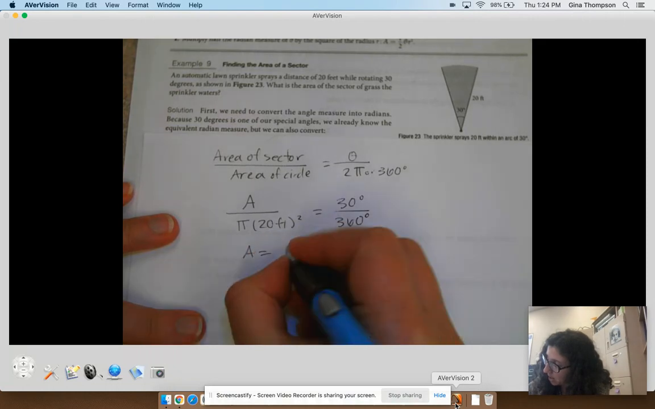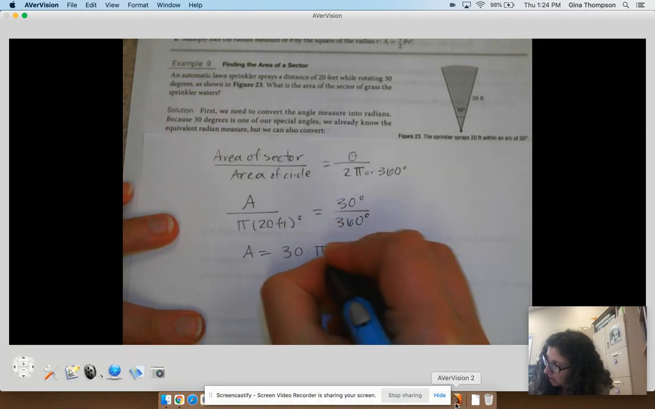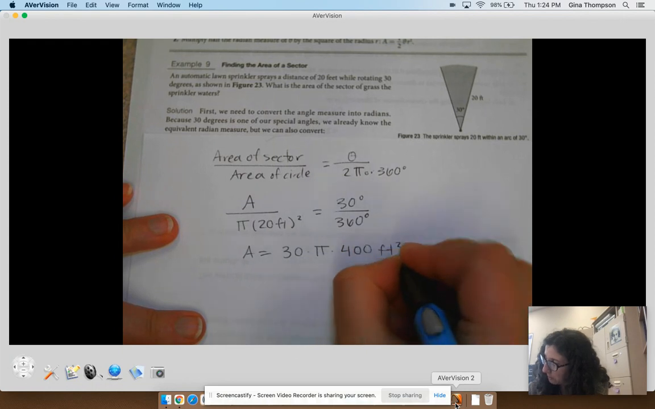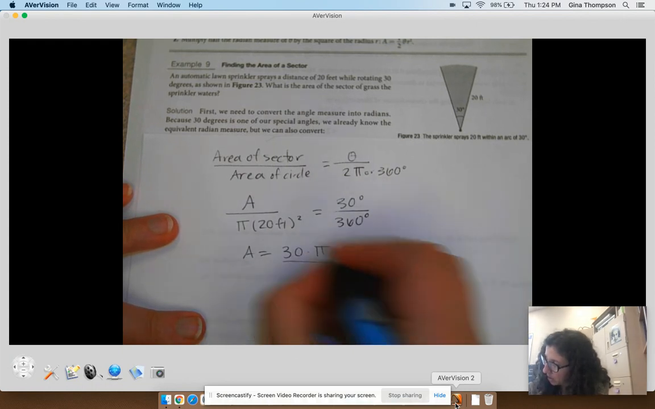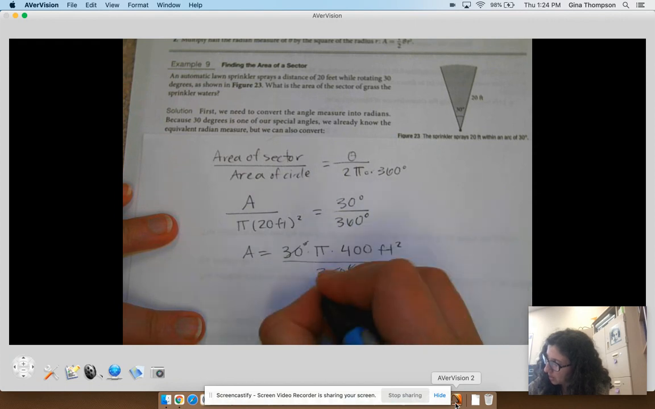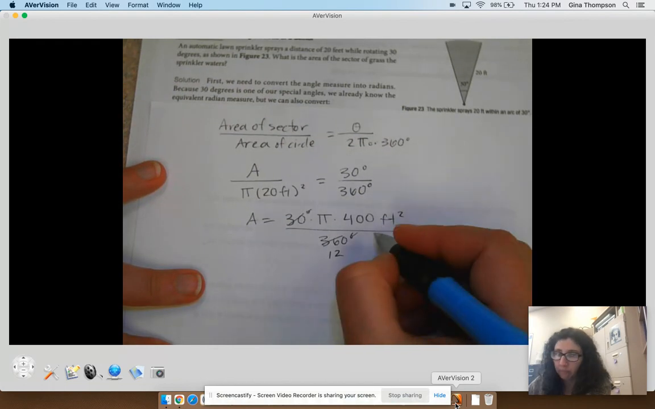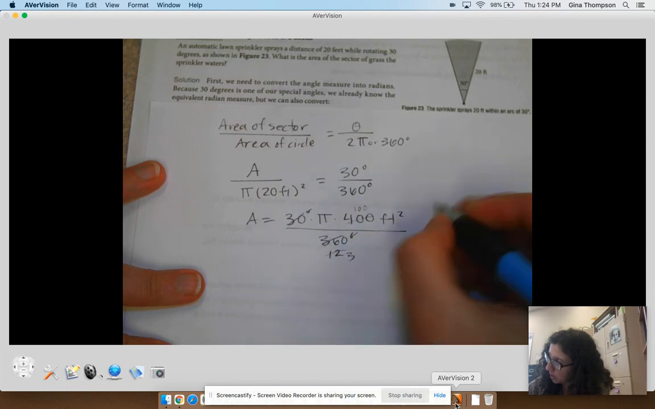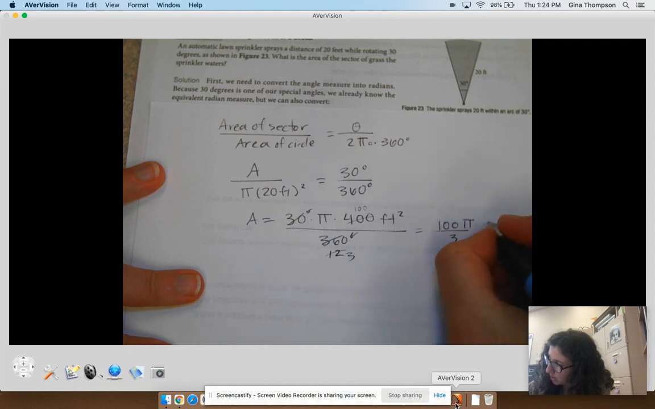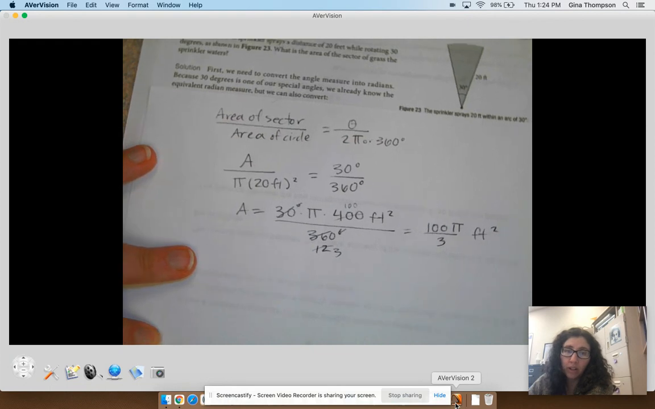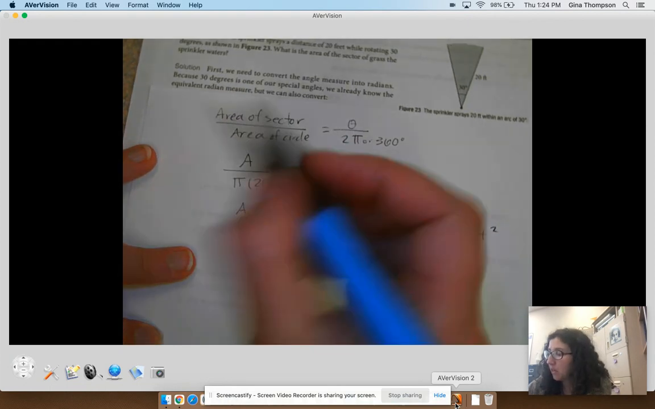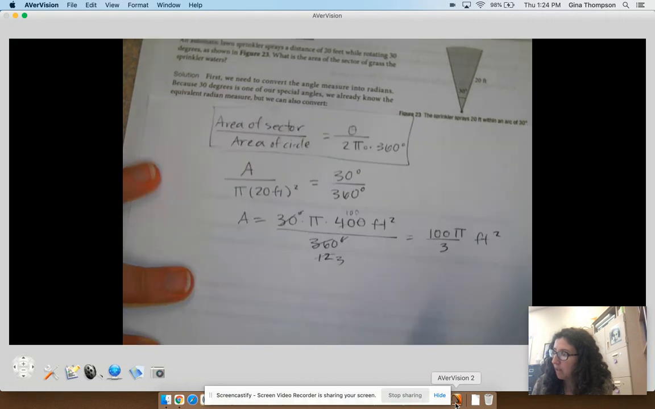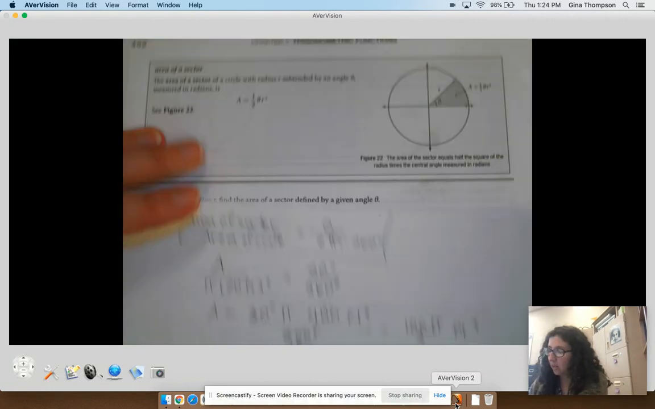We get that our area is 30 times pi times 400 feet squared divided by 360 degrees. Our degrees cancel. This cancels with this to be 12. Does 12 go into that? No. 4 goes into that 100. 4 goes into that 3 times. So let's say 100 pi divided by 3 feet squared. We can keep it in exact form. We could put it in our calculator. Either way is fine. To me, this ratio makes a lot more sense than memorizing this.